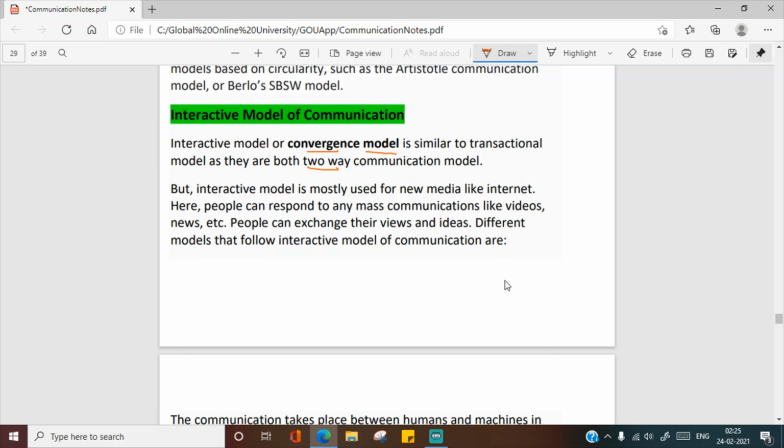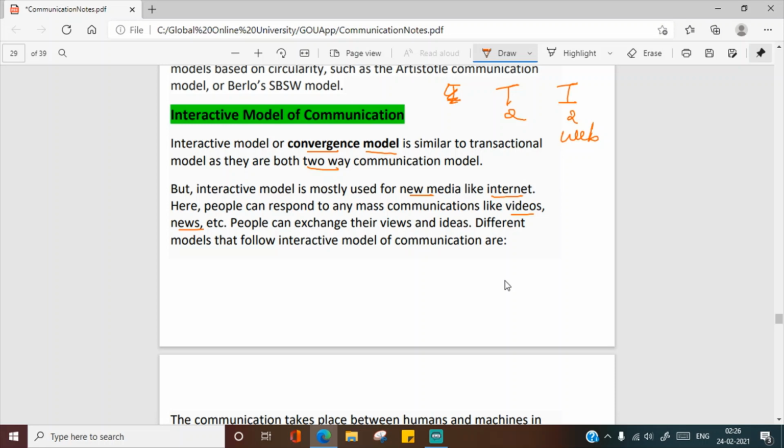But what is the only difference between transactional and interactive? Both are two-way, but the difference is that interactive is communication with the use of internet or web, like the kind of communication that we do in the present world using new media. What is the new media? Like internet. So people can respond to any mass communication like videos, news, etc. People can exchange their views and ideas.